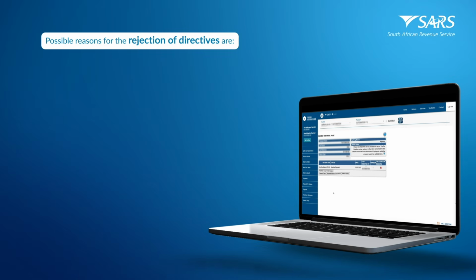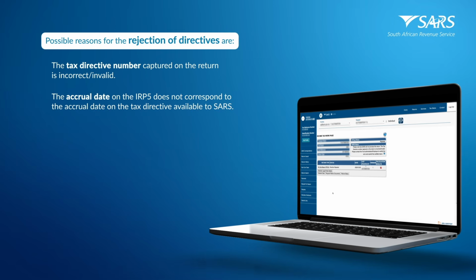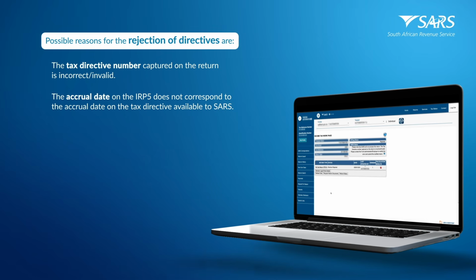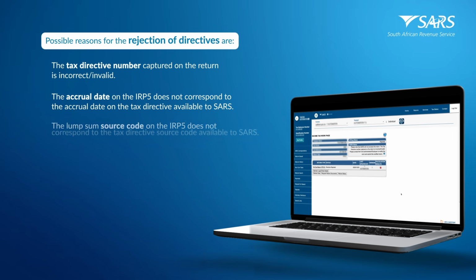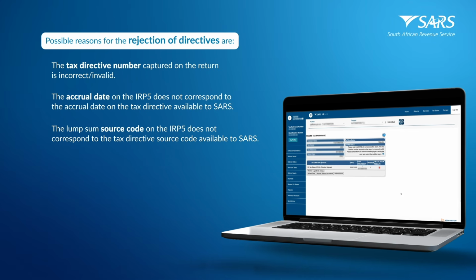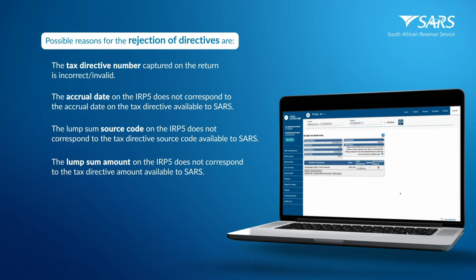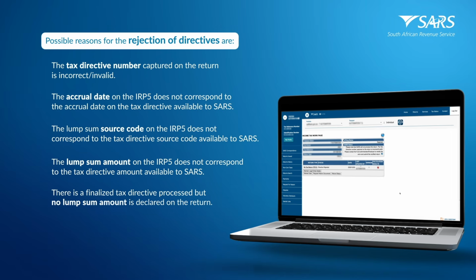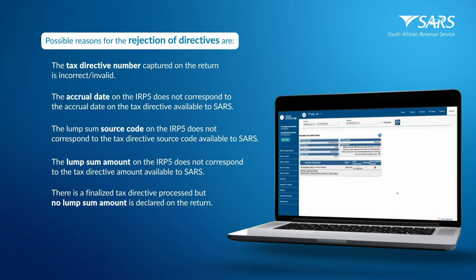The reasons for the rejection of directives are: the tax directive number captured onto the return is incorrect or invalid. The accrual date on the IRP5 does not correspond to the accrual date on the tax directive available to SARS. The lump sum source code on the IRP5 does not correspond to the tax directive source code available to SARS. The lump sum amount on the IRP5 does not correspond to the tax directive amount available to SARS. There is a finalized tax directive processed, but no lump sum amount is declared on the return.